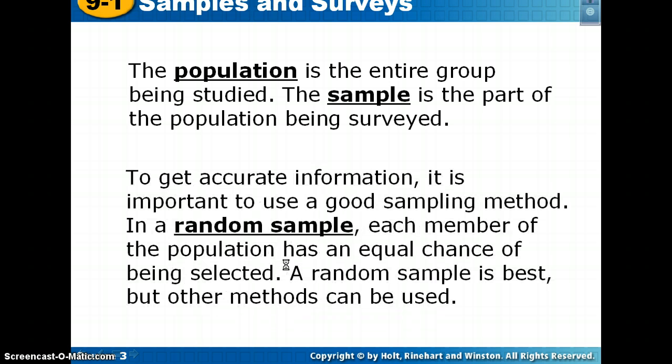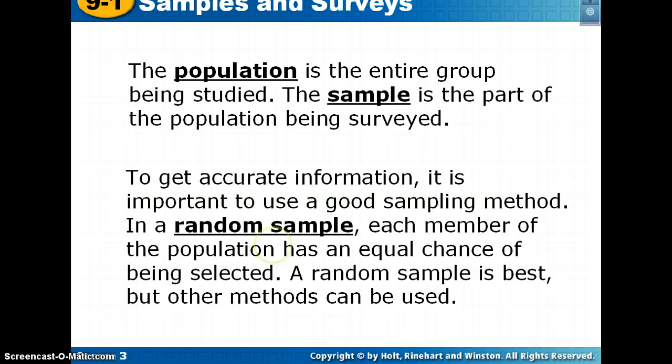All right, the population is the entire group being studied. The sample is the part of the population being surveyed. Sometimes the population is too big, like if you have 10,000 people in a town, you can't survey all 10,000 people. So you might only survey a sample, maybe 1,000 of them, and make the results representative of the entire population. To get accurate information, it's important to use good sampling methods.